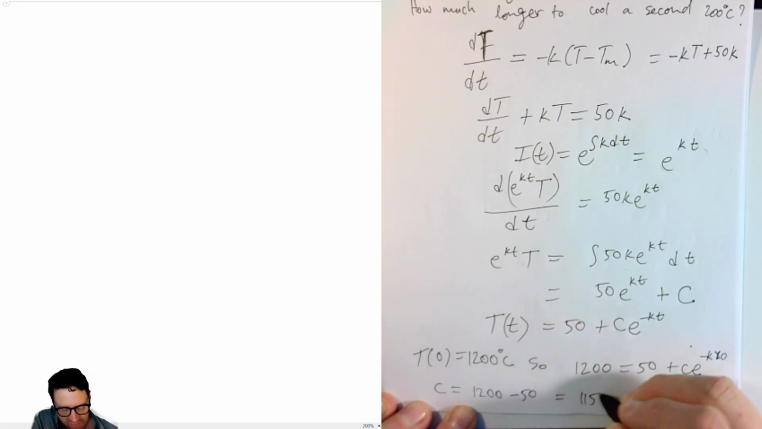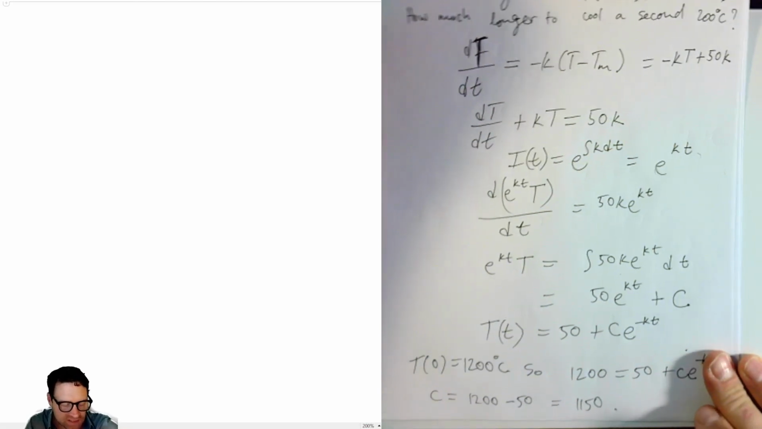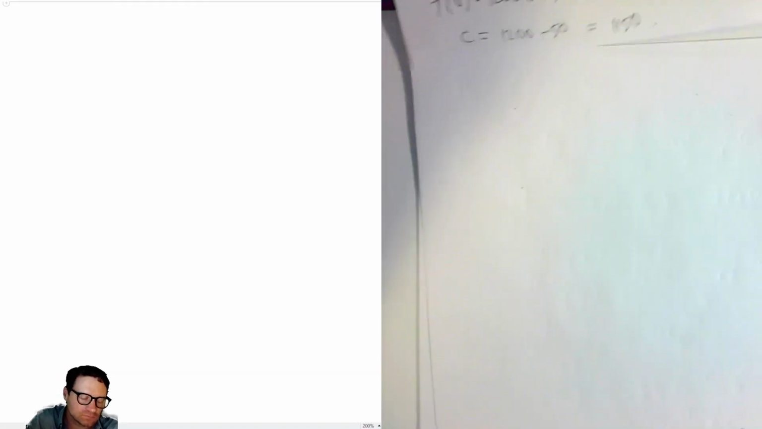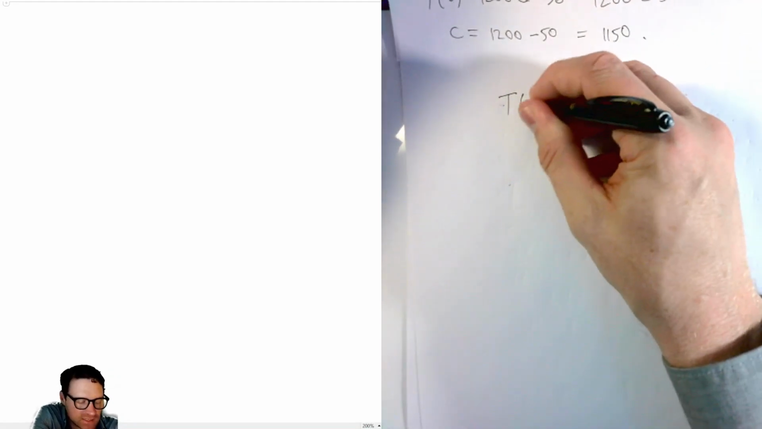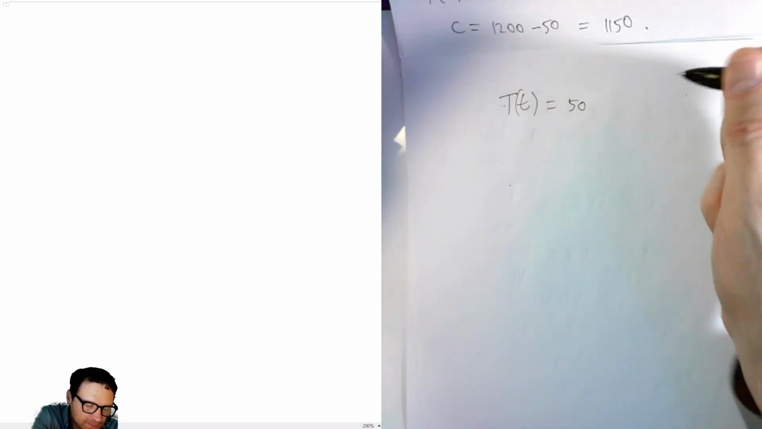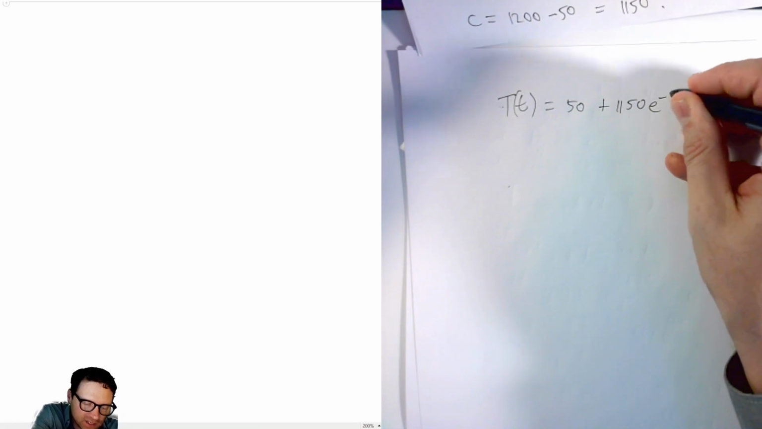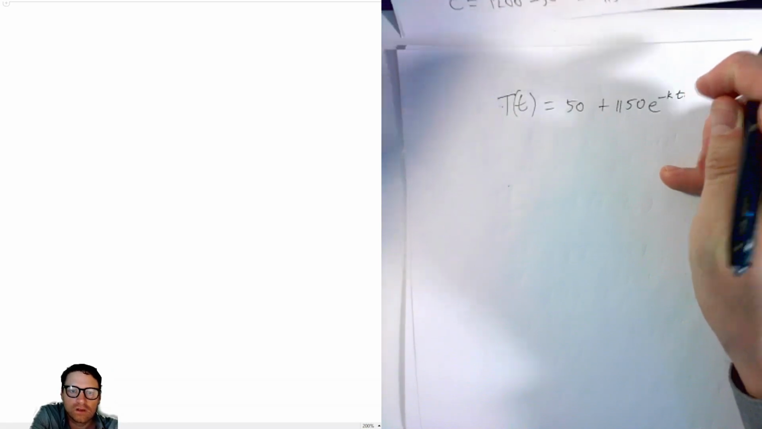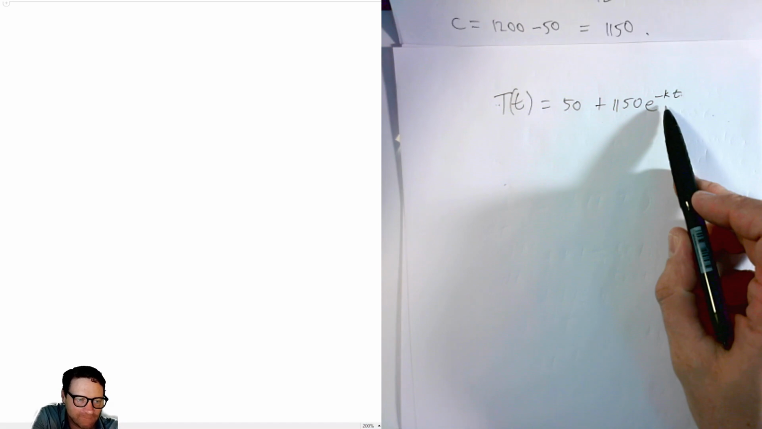Which is 1150. Okay, fantastic. We're getting somewhere with this. So now we can write T as a function of lowercase t is equal to 50 plus 1150 e to the minus kt. Okay, and so what remains is to find that lowercase k.